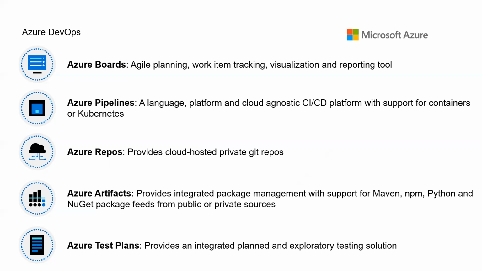Then we have Azure Artifacts. That is basically package management, and it supports Maven, NPM, Python, and NuGet packages, of course, for ASP.NET Core, and feeds from public or private sources. We can add the artifacts. Then we have Azure Test Plans, so an integrated plan. For testing our solution, we can create some test cases. So a little bit we will work on this one also.